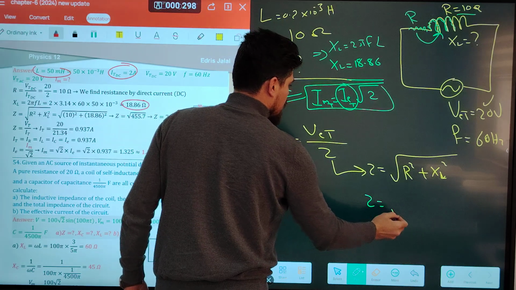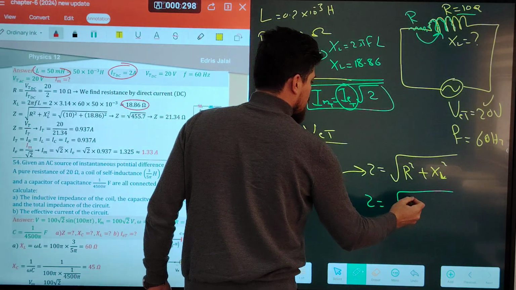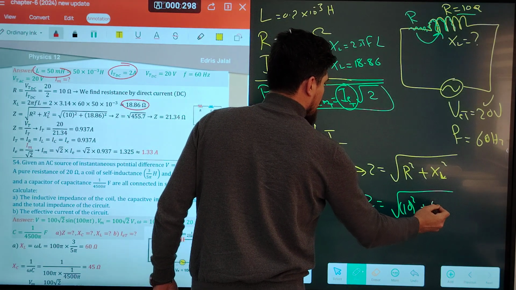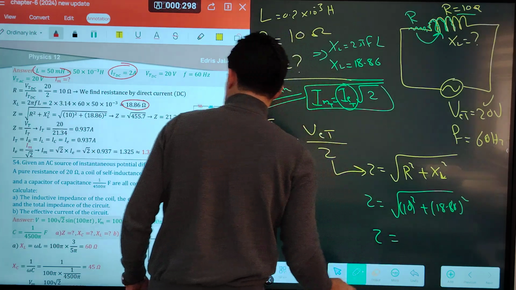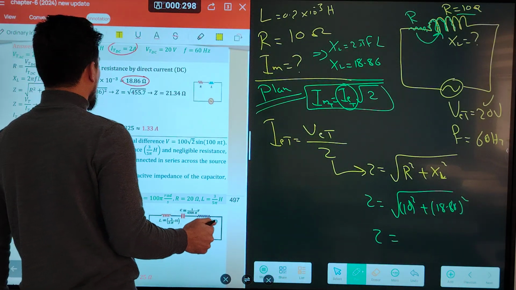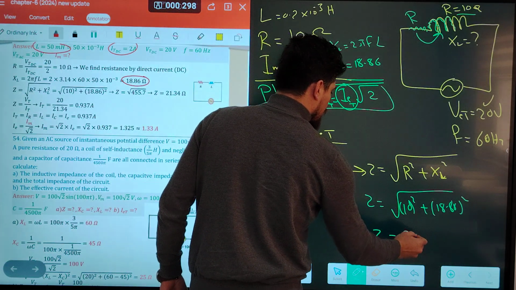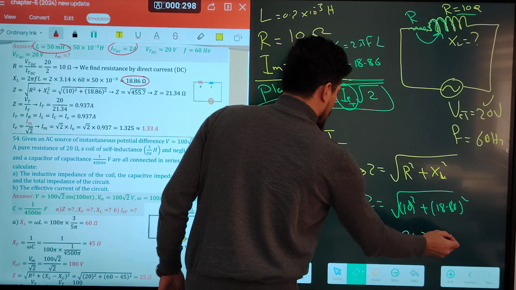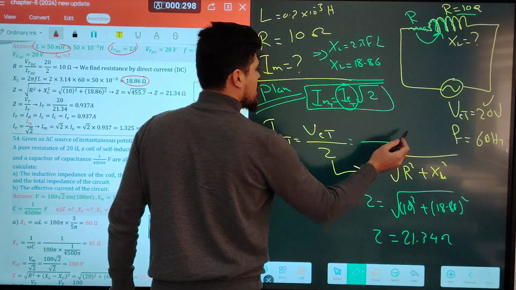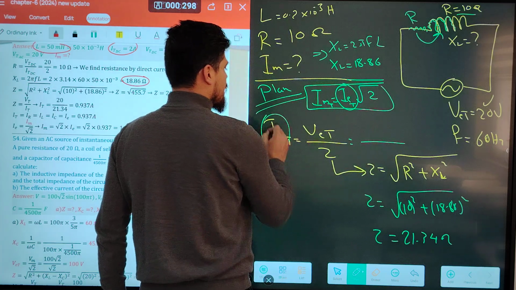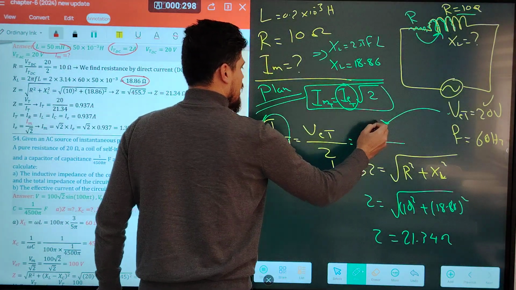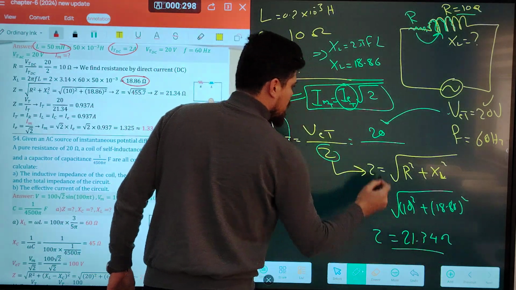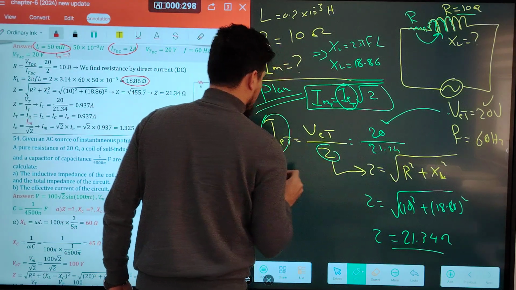Replace in this equation: R is 10, squared, plus 18.86 squared. Z is equal to what? Z is equal to 21.34 ohm. Replace into this equation in order to find what? Current, IE total. VE total is 20. Z we didn't have, but we found 21.34.